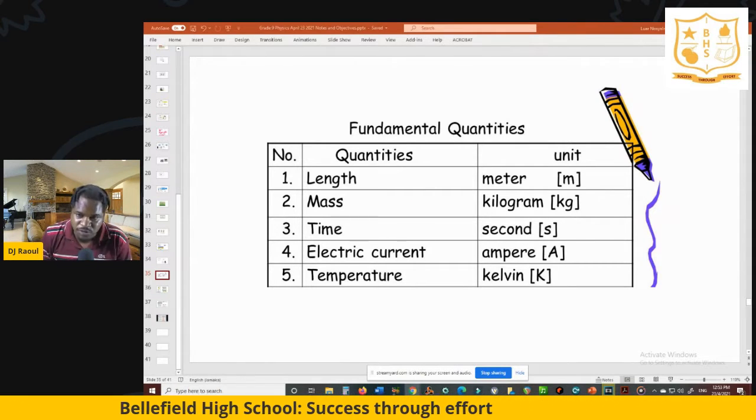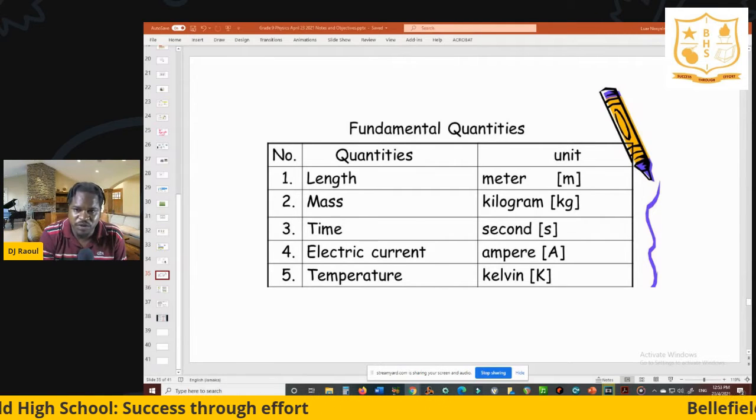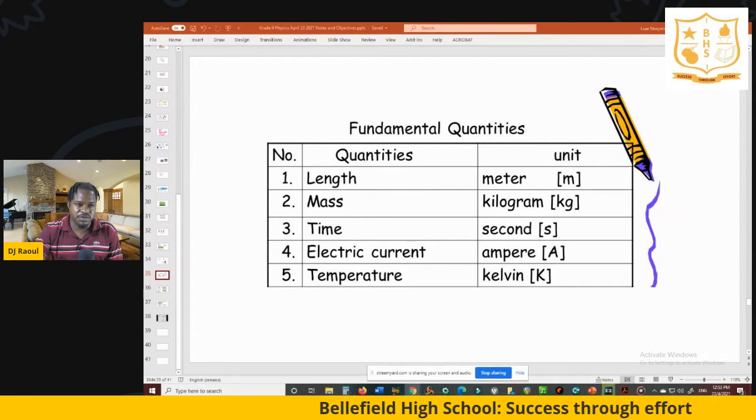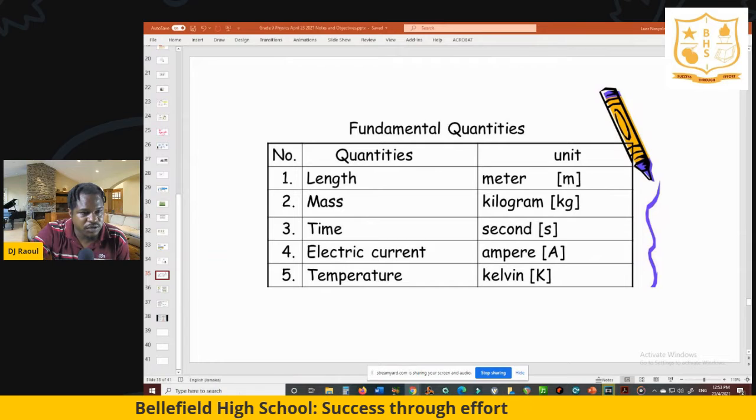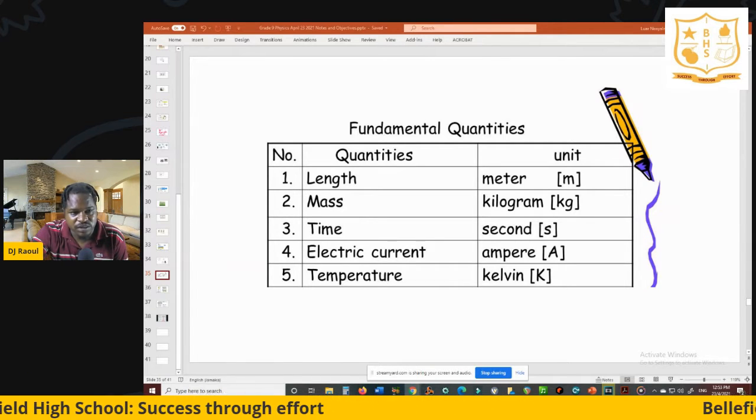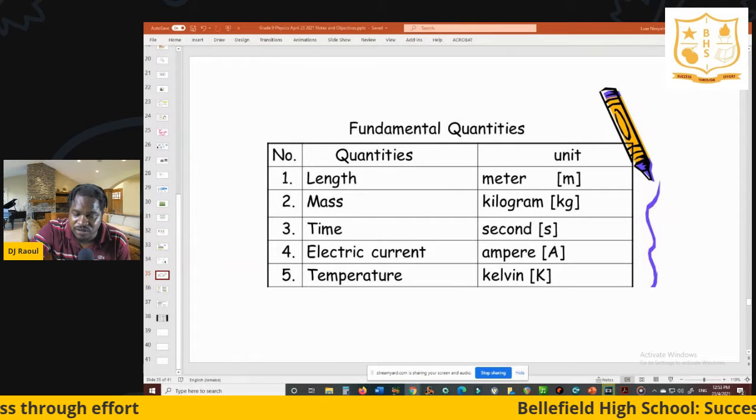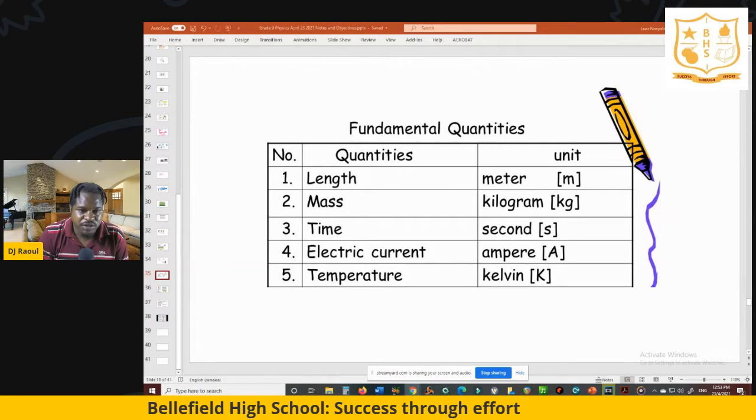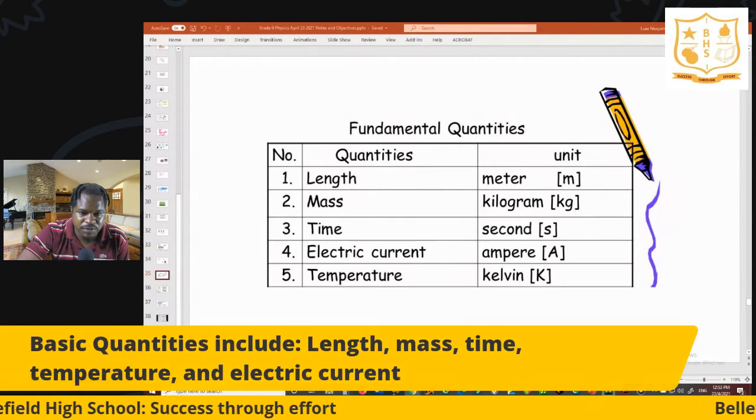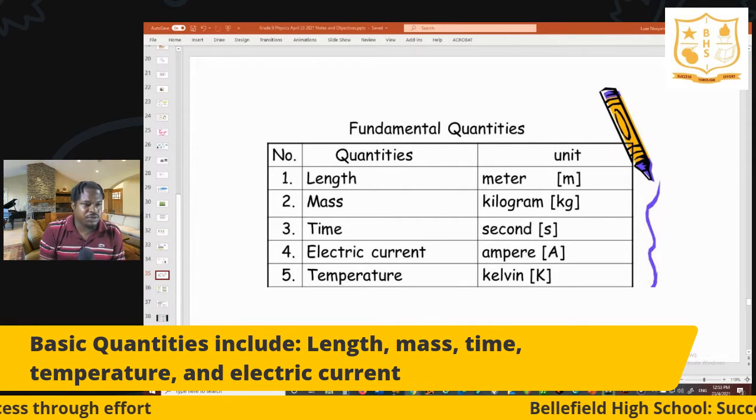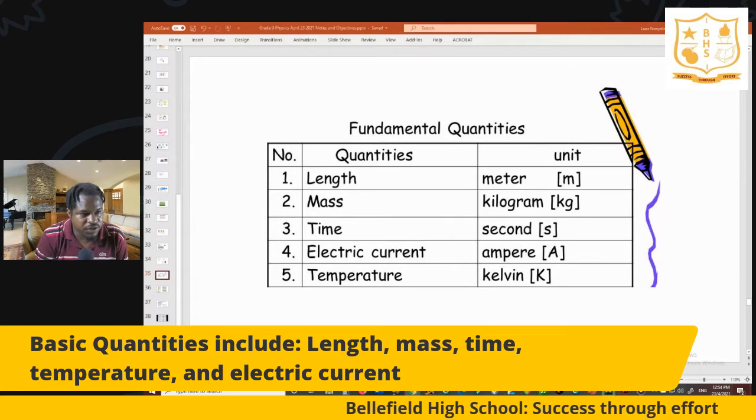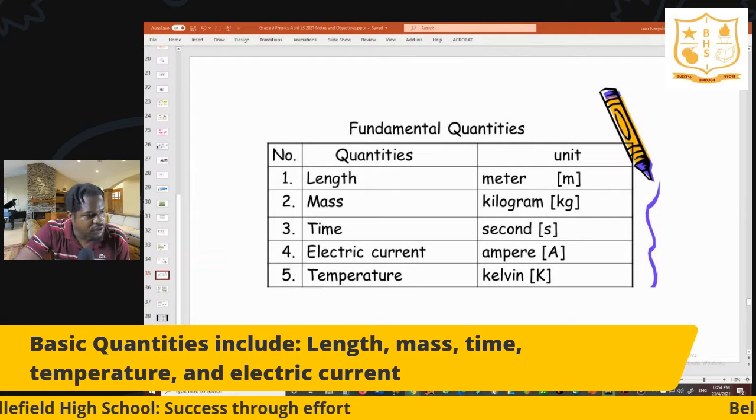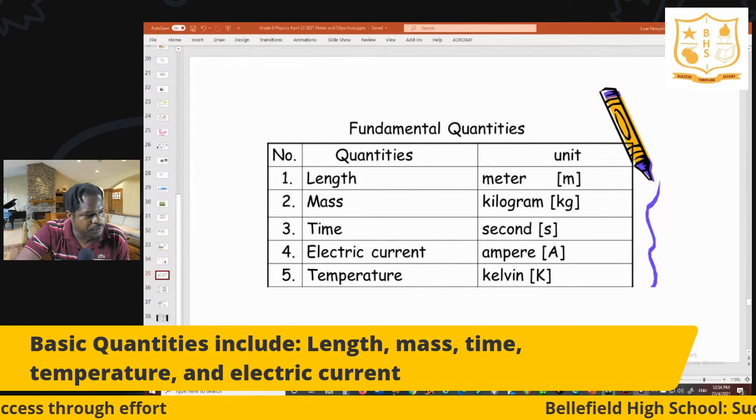On the screen there, what we're seeing here are 5 fundamental quantities and 5 units beside them. Beside each unit, you see a symbol right here. So length is measured in meters, mass is measured in kilograms, time is measured in seconds, current is measured in amperes, and temperature is measured in kelvins. Just to reiterate, the basic quantities include what you're seeing on the screen there: length, mass, time, temperature, and current.